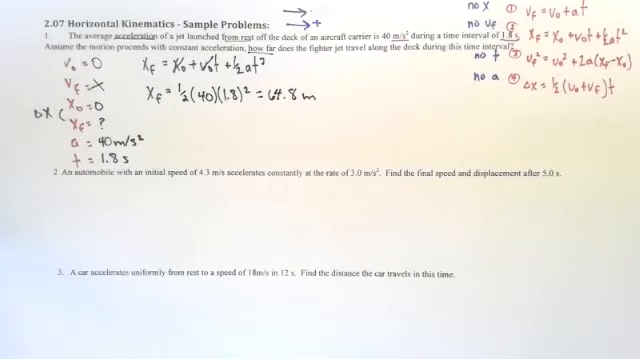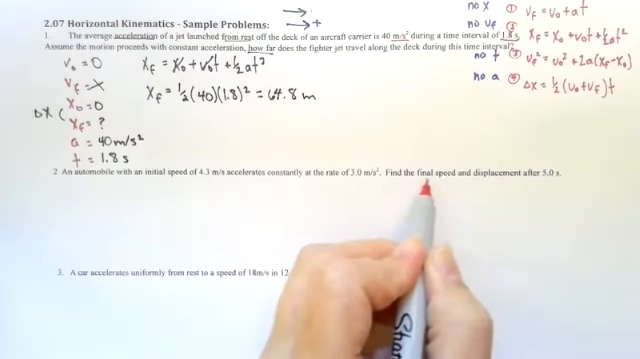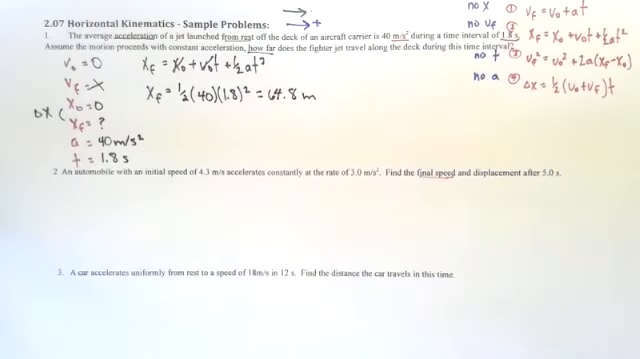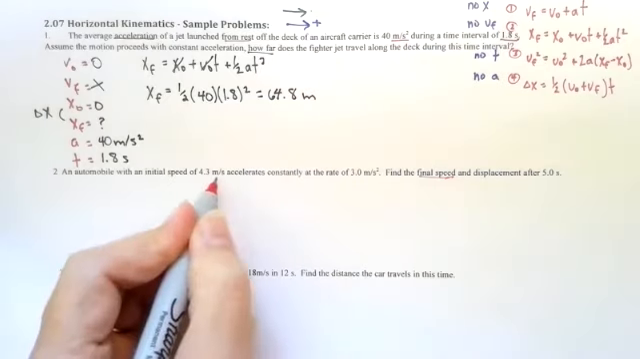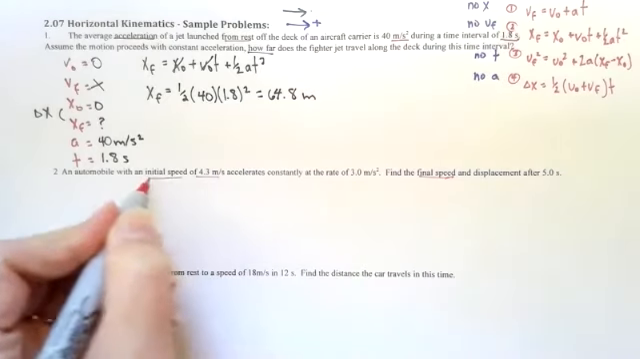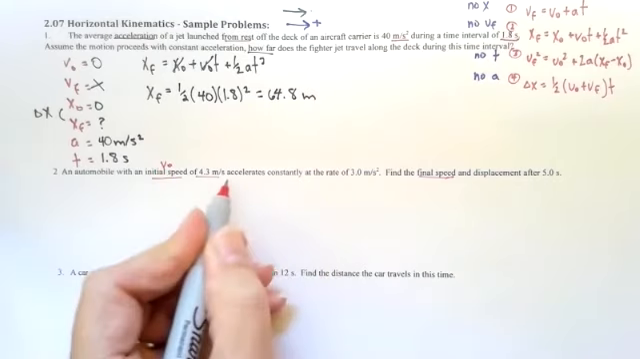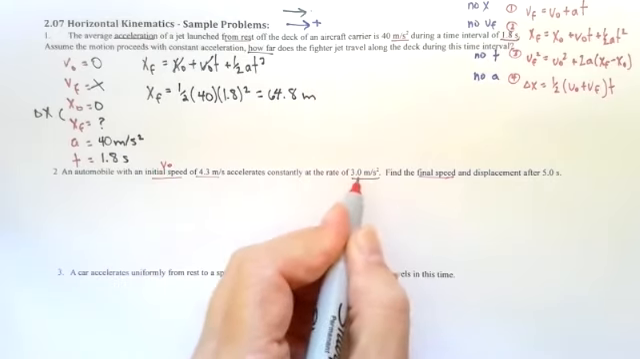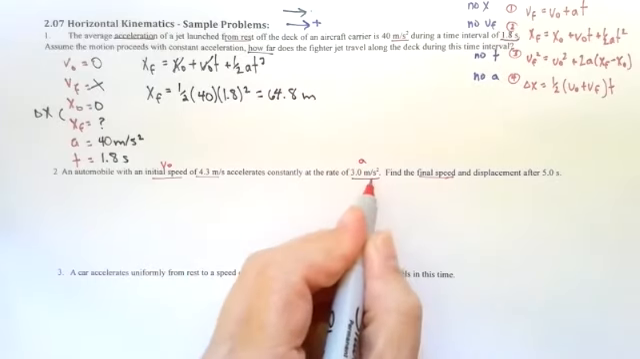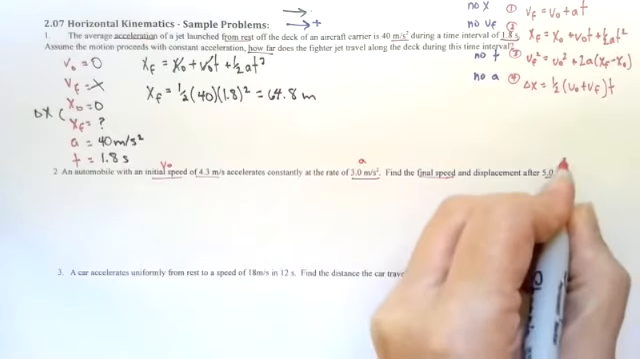An automobile with an initial speed of 4.3 meters per second accelerates constantly at the rate of 3 meters per second squared. Find the final speed and displacement after 5 seconds. So they're actually asking me to solve for 2 things. I'm just going to solve for one. I'm going to solve for final speed here in the interest of time. I have an initial speed, so that's going to be my v sub o. I have it accelerates constantly at 3 meters per second squared. And if I wasn't sure, my unit here is meters per second squared, so that tells me that's acceleration, and here's time.